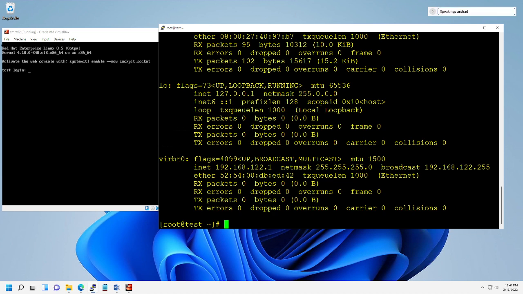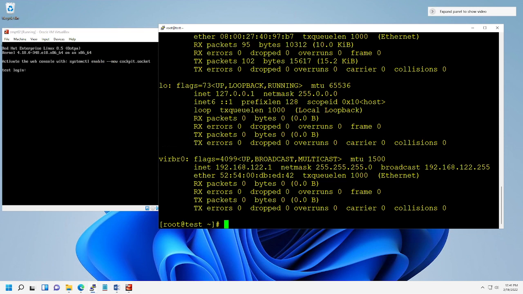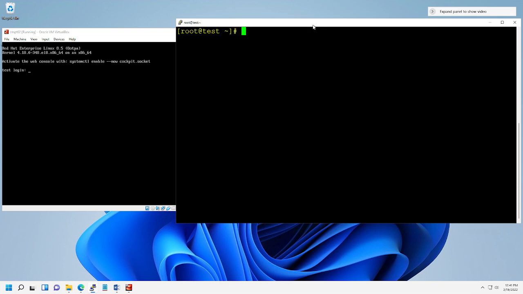Okay, so the next one is init 1. This is the rescue emergency mode. In this mode you could run init here, but it will go blank and come back up, and there is no network connection here. Okay, so let me do that. init 1 and hit enter.